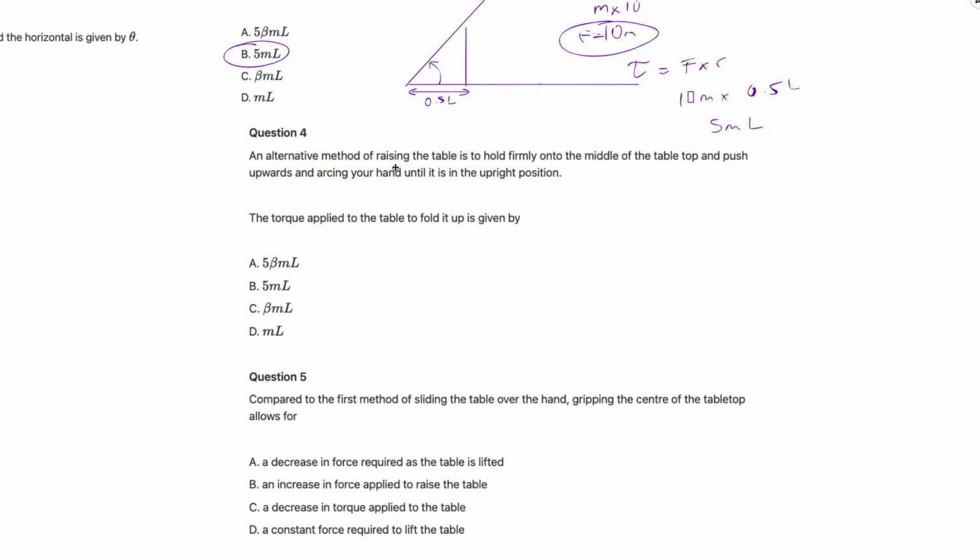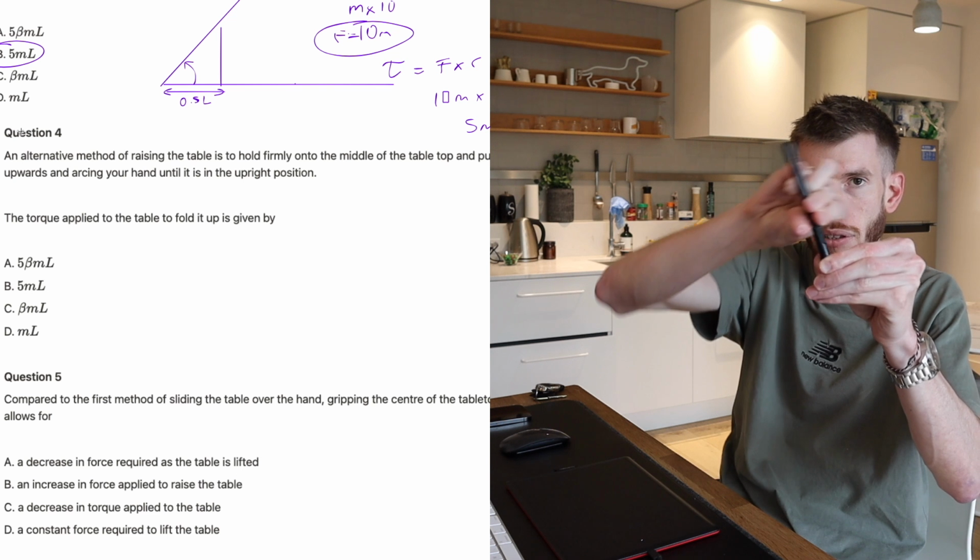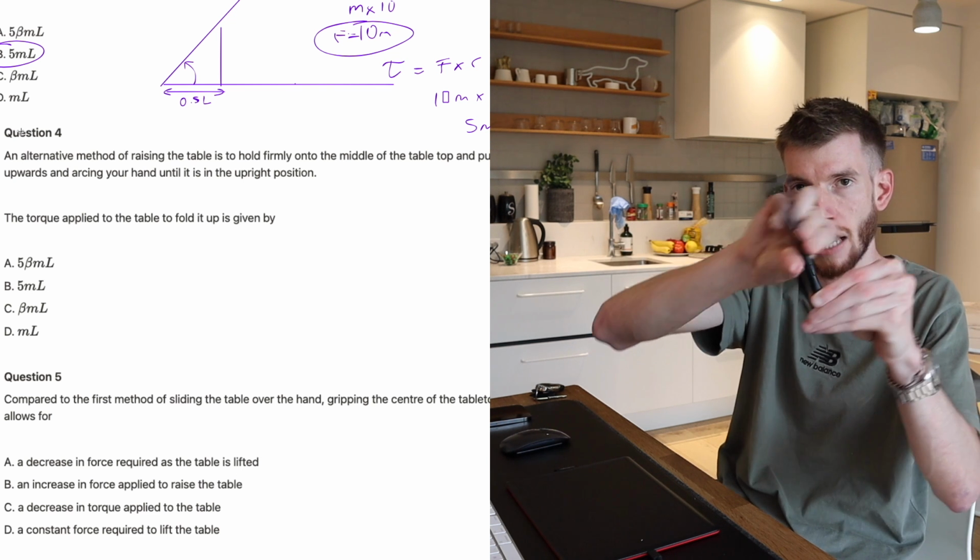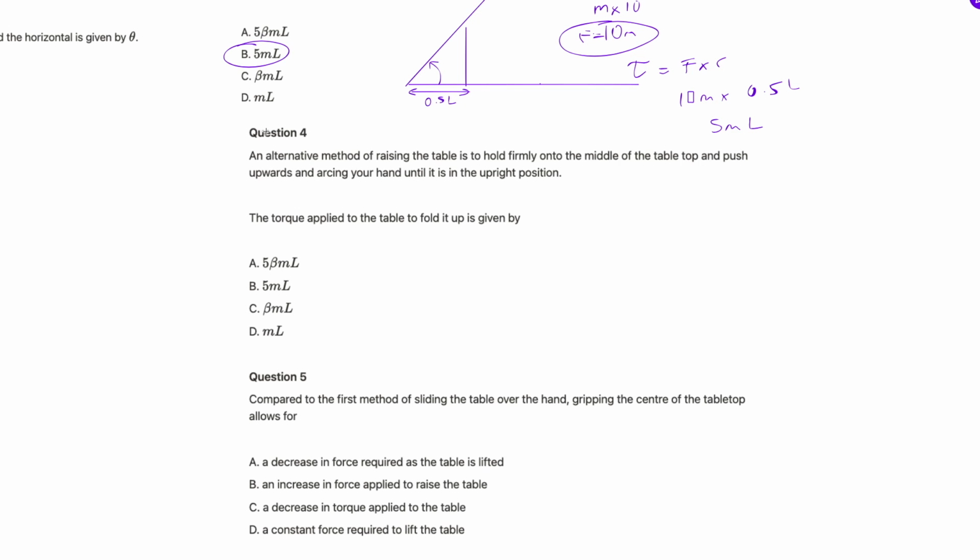Then question 4, an alternative method of raising the table is to hold firmly onto the middle of the table top and push upwards and arc your hand until it is in the upright position. So really that just means like grabbing the table and twisting like that, but holding onto the table the whole time, not letting it slide in any way. And so what that means is now the perpendicular radius is actually the table itself. So you're kind of grabbing it in the middle, and then as you're twisting it, your hand follows it and is still holding it in the middle.